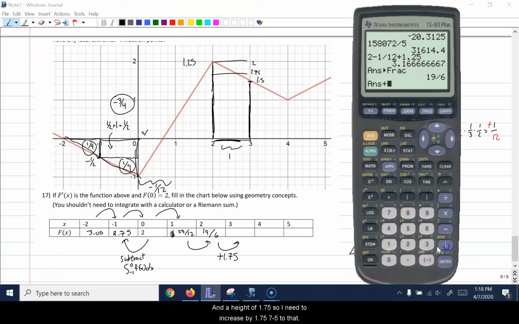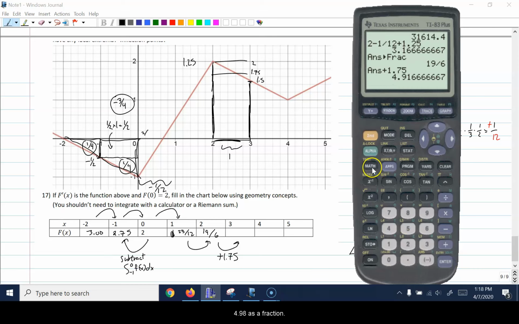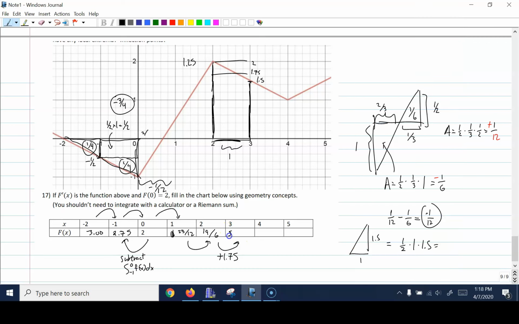What do I get if I add 1.75 to that? It's 4.9. Give me that as a fraction. It's 59/12.